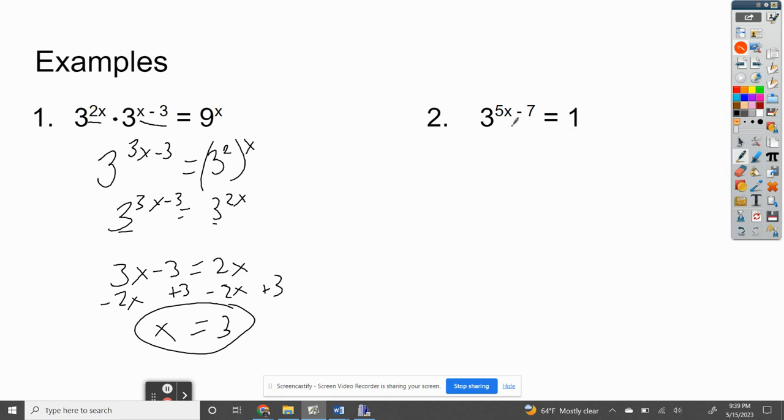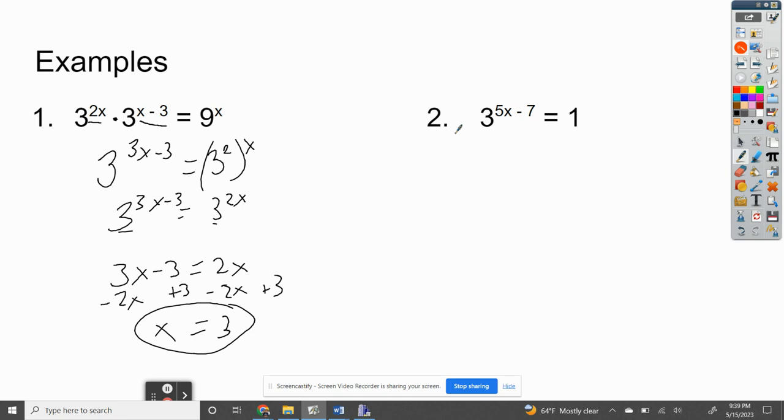All right, last one over here we're going to do. Number 2 looks kind of tricky because you're looking at 3 and you're looking at 1. It could be difficult to make 1 turn into a base of 3, and it is very difficult to take 3 and make it a base of 1. It's actually impossible. So we're going to work on the 1.